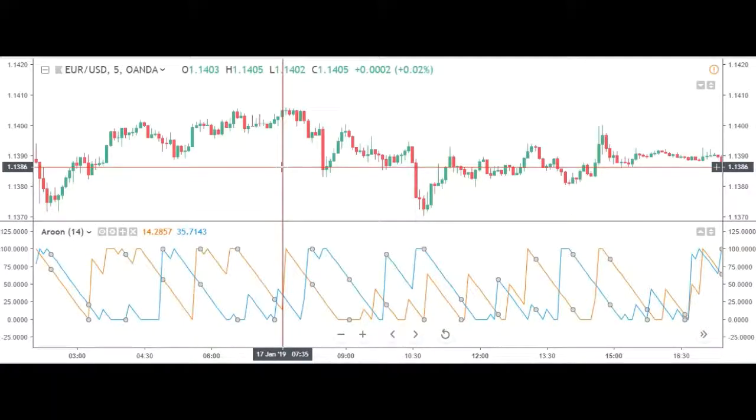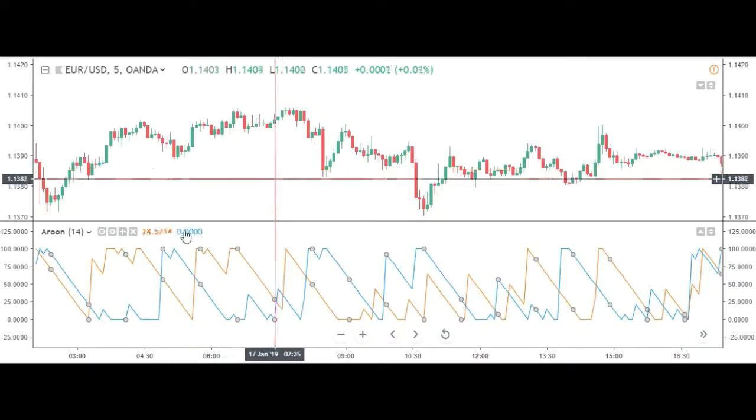Today we're going to be going over the Aroon indicator. Now the Aroon indicator is a pretty cool looking indicator. There are two lines to the Aroon indicator: the Aroon up and the Aroon down. And what it really shows is the height of the power of the trend that you're in and where it's at.